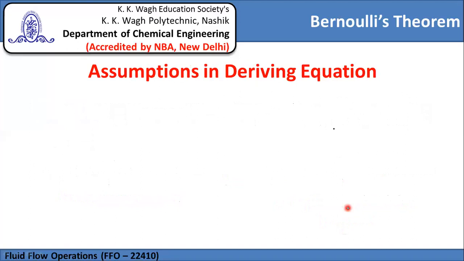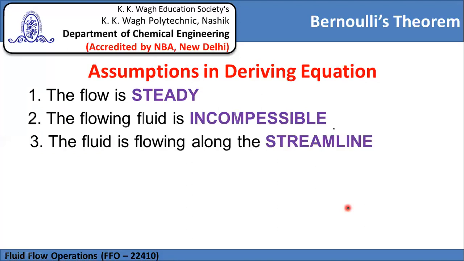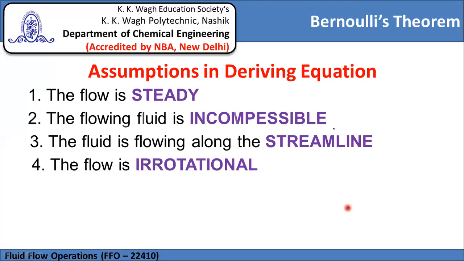While deriving the Bernoulli's equation, we have to assume the flow is steady, meaning it does not vary with time. The flowing fluid is incompressible, meaning the volume of the fluid remains constant. The fluid is flowing along a streamline. The flow is irrotational, meaning the molecules of the fluid do not revolve around their axis. And the last one, the fluid is inviscid, meaning the fluid has zero viscosity, it does not have internal resistance to flow.